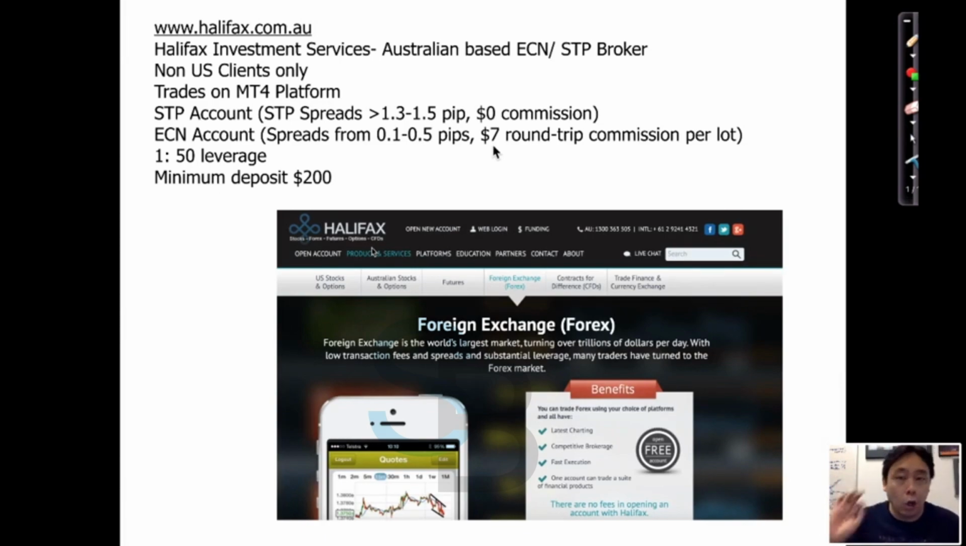$7 per lot. And you get up to 1 to 50 leverage. Most of the time, I don't use 1 to 50 leverage. I use at the very most 1 to 20 or 1 to 30, and minimum deposit is as low as $200. So it's a great broker that you can use.